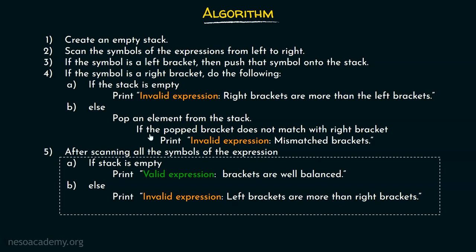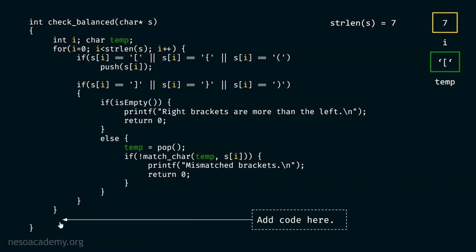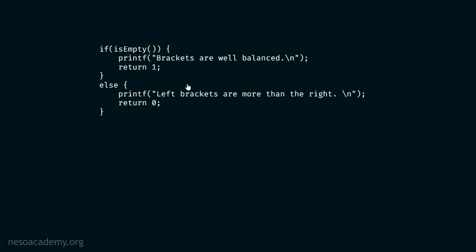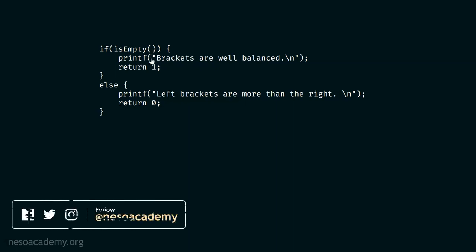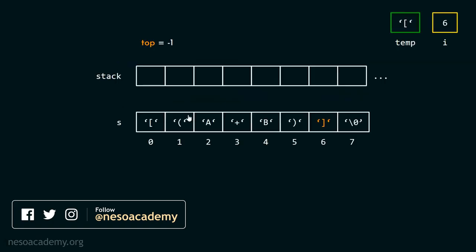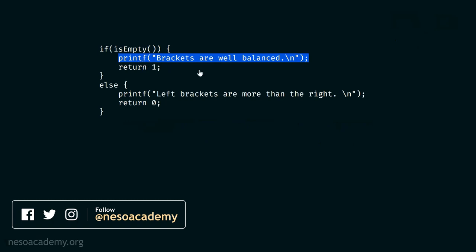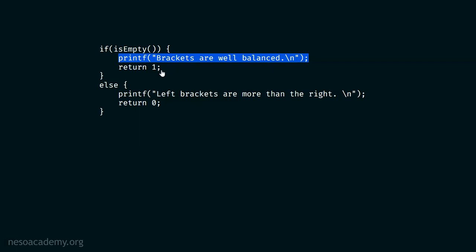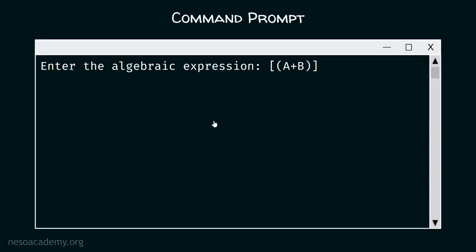As simple as that. Here, of course, we need to add code after this for loop. That is, if stack is empty, then print brackets are well balanced and return 1. Otherwise, print left brackets are more than the right and return 0. Simple, right? We know that at this point in time, stack is actually empty because top is -1. Therefore, we must print this message, brackets are well balanced, and we must return 1 from this particular function, the check balanced function, right?